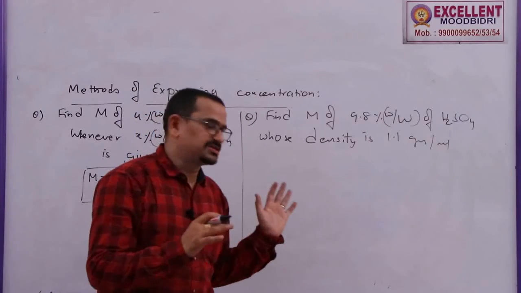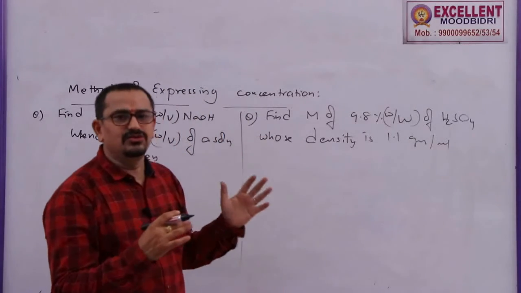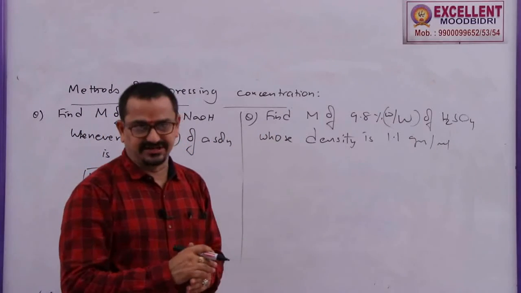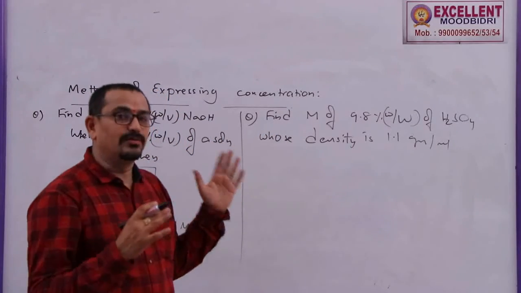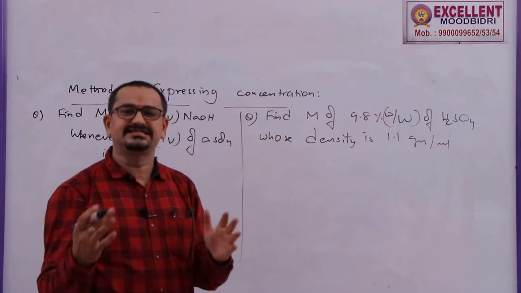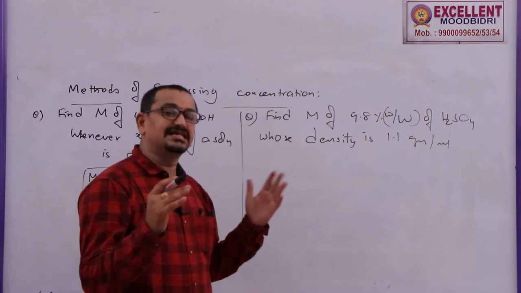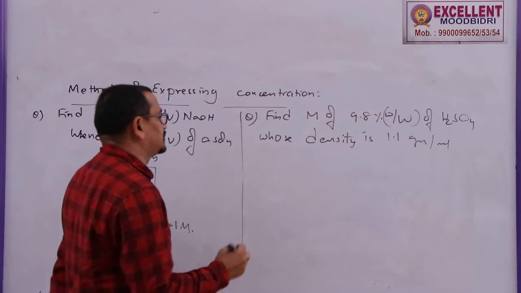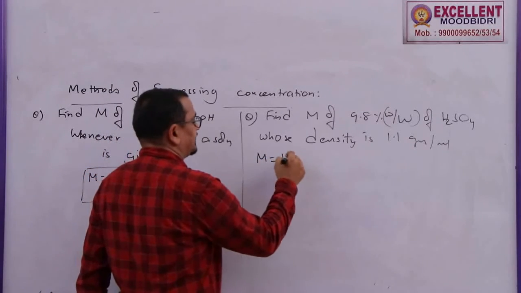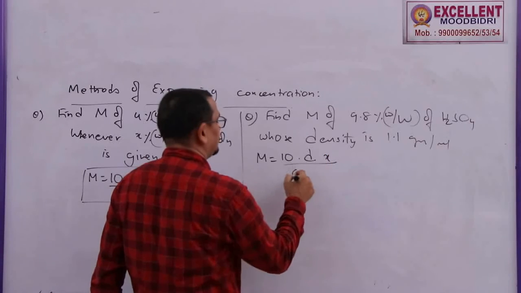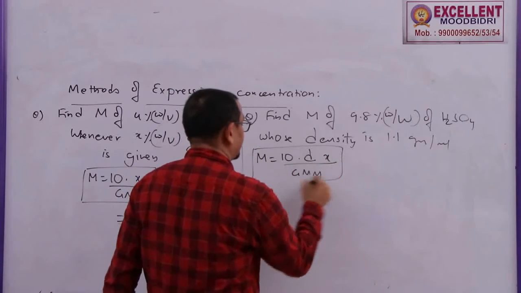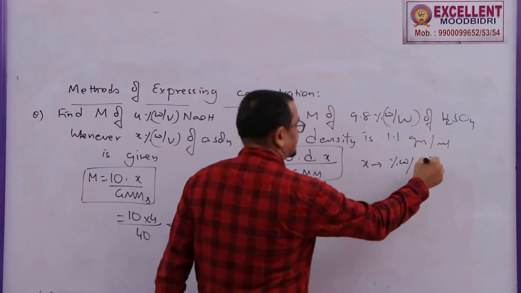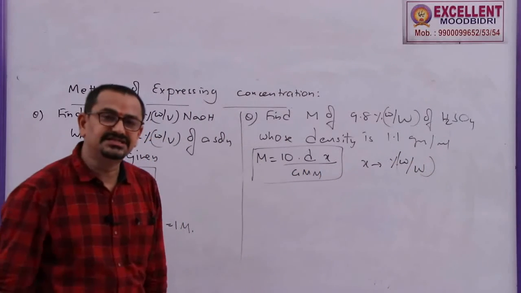Whenever these model questions are given, if you follow the usual method, it will be around 8 to 9 steps and take more than 4 minutes. But in competitive exams like JEE, NEET and others, we have to solve the question in less than half a minute, for which we need a shortcut. Here the required shortcut is molarity equals 10 into D into X by gram molecular mass, where X is percent by mass.